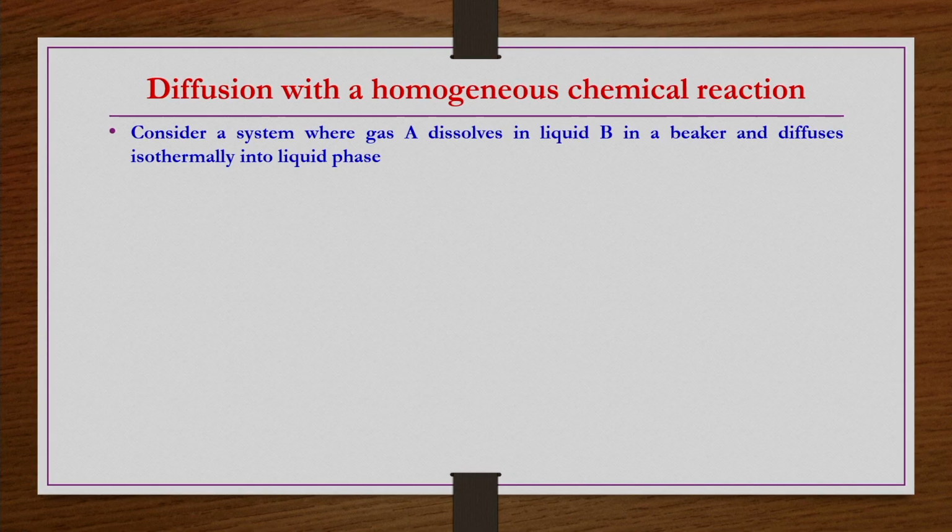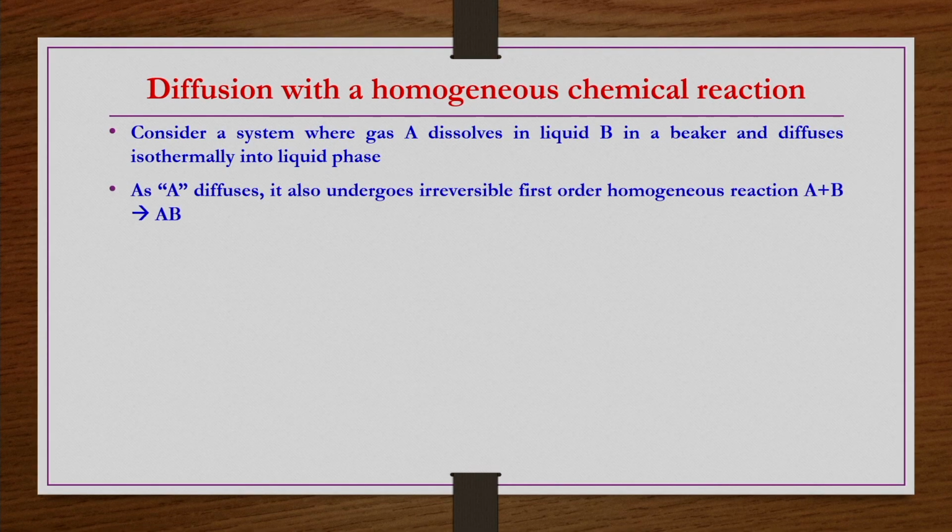Okay. Consider a system where gas A dissolves in liquid B in a beaker and diffuses isothermally into the liquid phase. So, as A diffuses, it also undergoes an irreversible first order homogeneous reaction, A plus B giving rise to AB. So, an irreversible first order homogeneous reaction is occurring. Since it is a homogeneous reaction, whatever the contribution in the flux is there, that should come as a source term in the balance equation, the species conservation balance equation, whatever we write. So, the contribution from the reaction has to come as a source term in the right hand side or the third term.